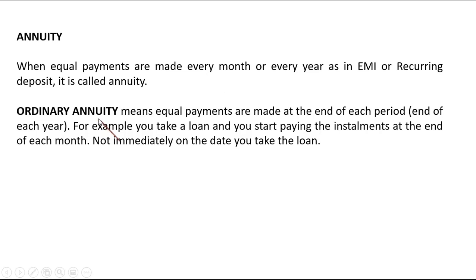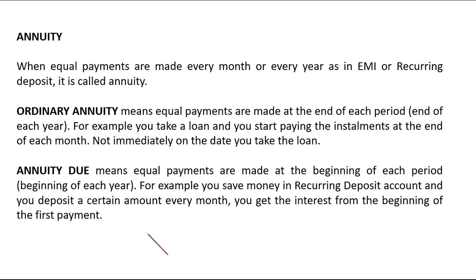First is ordinary annuity, which means that these equal payments are made at the end of each period. For example, at the end of each month or at the end of each year. For example, you take a loan and you start paying the installments at the end of each month, not immediately when you take the loan. So this is called ordinary annuity.